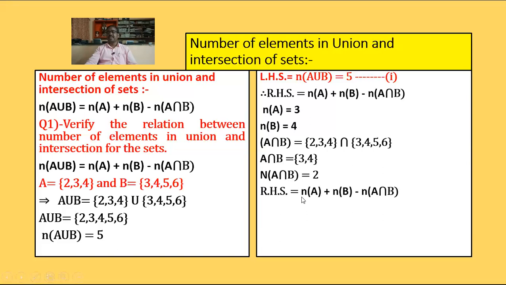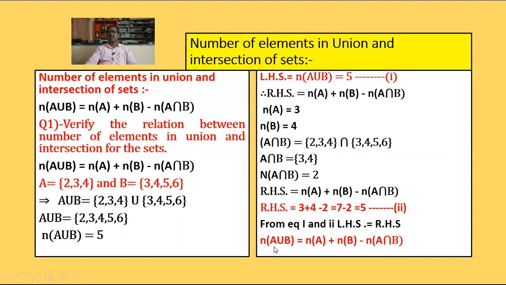On the RHS side, we have n(A) plus n(B) minus n(A intersection B). n(A) is 3, n(B) is 4, so 3 plus 4 minus 2. 3 plus 4 is 7, 7 minus 2 is equal to 5. We get equation number 2. From equation 1, n(A union B) is equal to 5. And from equation 2, n(A) plus n(B) minus n(A intersection B) is equal to 5. From equation 1 and 2, LHS is equal to RHS. Hence, this property is verified.